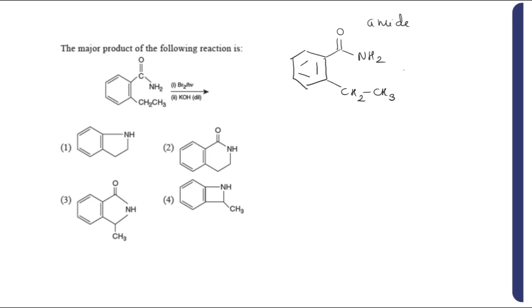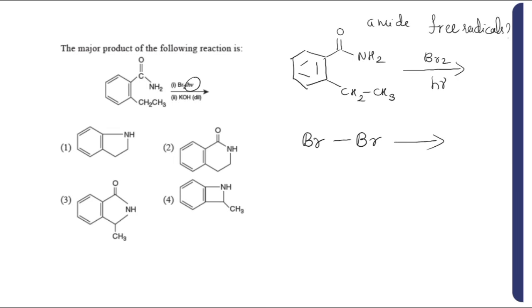When this is treated with bromine in the presence of sunlight, the h nu refers to the sunlight. Students, remember, whenever bromine is taken in sunlight, the reaction mechanism is through a free radical mechanism. What are free radicals? These are the reaction intermediates formed during the course of a reaction by homolytic fission of a bond. What does that mean?